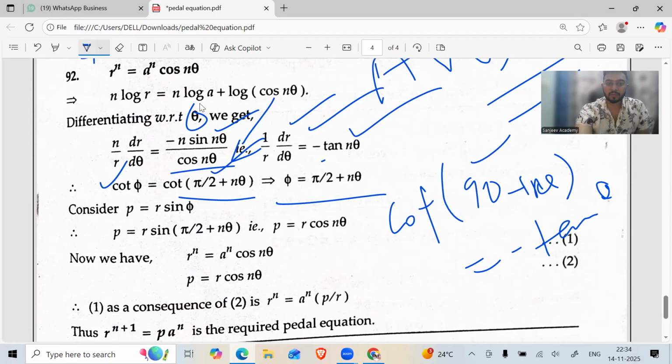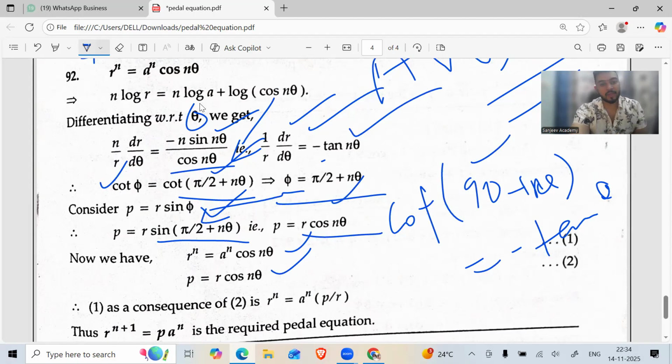I got phi. Write down p is equal to r sin phi. Then substitute this phi value here: sin of 90 plus n theta, which is cos n theta. Got it. Write down the question again. Two equations, eliminate what? Theta. Very, very simple. If you want, you can just divide the two equations, equation 1 by equation 2. Cancel the cos and the theta.